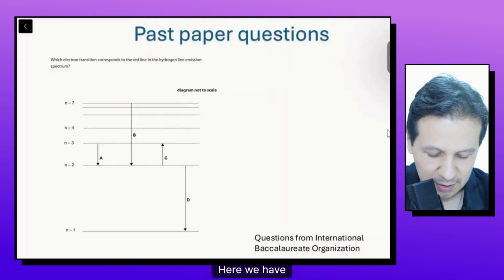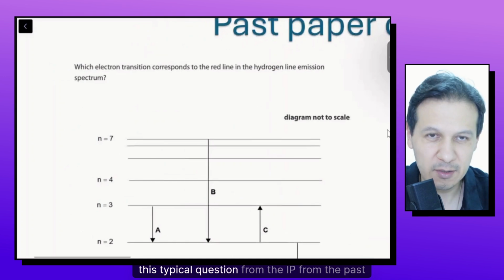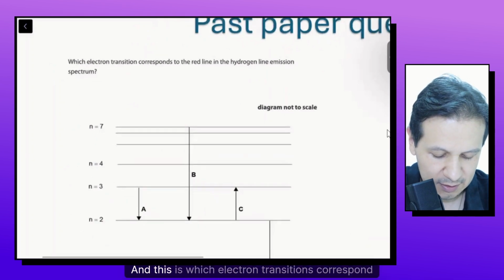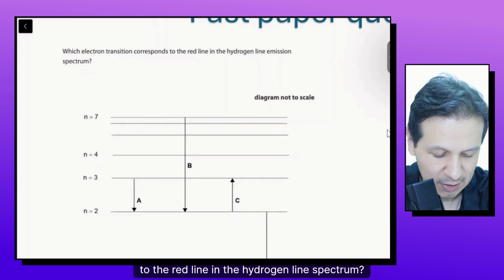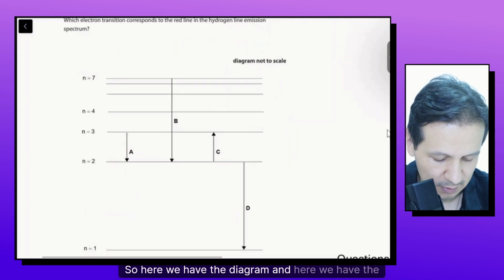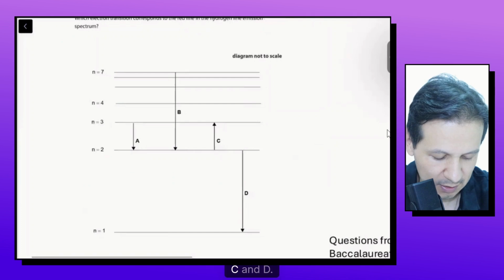Here we have a typical question from the IB past paper: which electron transitions correspond to the red line in the hydrogen line spectrum? So here we have the diagram, and here we have the options A, B, C, and D.